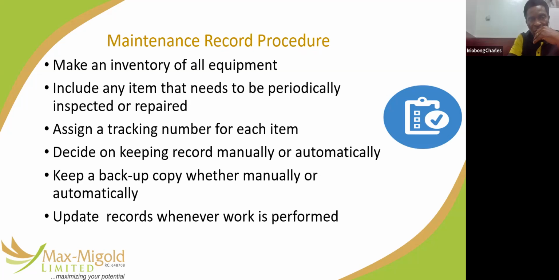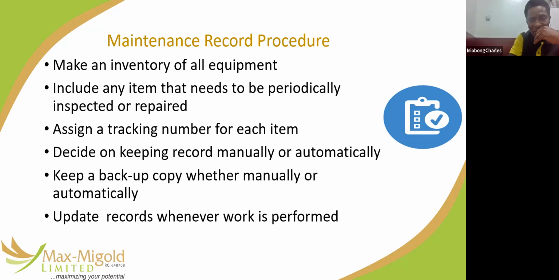Maintenance record procedure. Make an inventory of all equipment. Include any item that needs to be periodically inspected or repaired. Assign a tracking number for each item. Decide on keeping records manually or automatically.